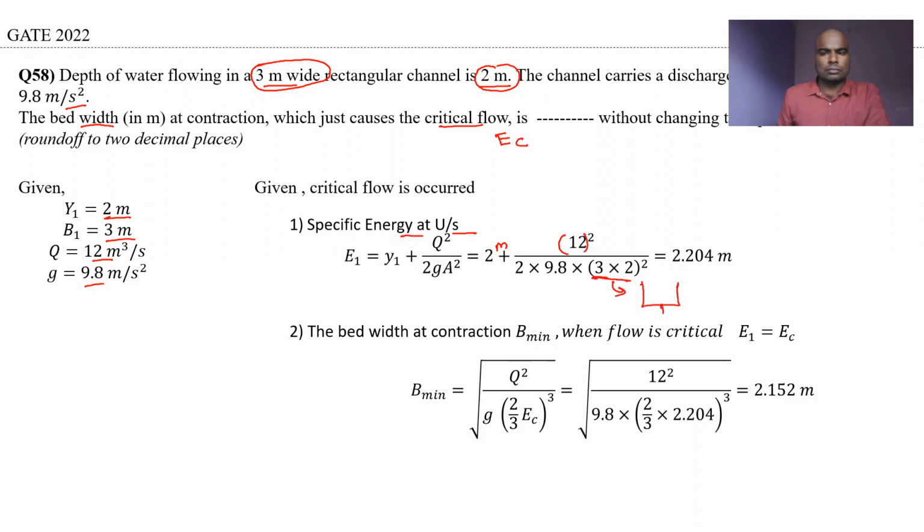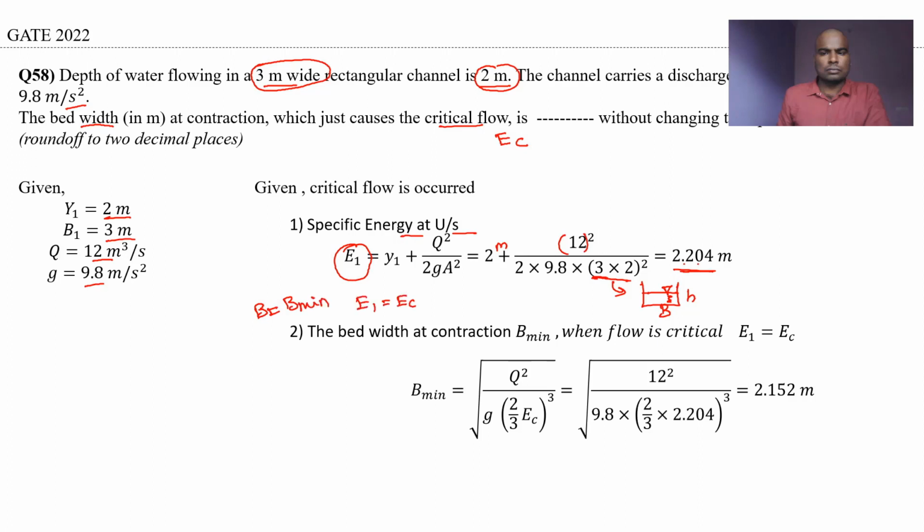here I know area of rectangle will be B into H. So here it is like depth. We need to calculate only flow depth. So 3 into 2 whole square, it will be 2.204 meter. So once you know the E1, at when B equal to B minimum, E1 will become EC.